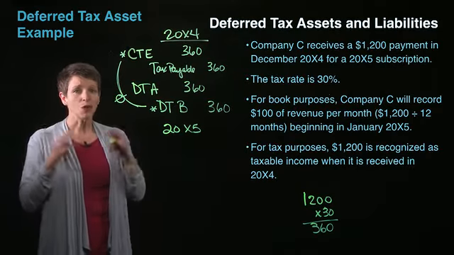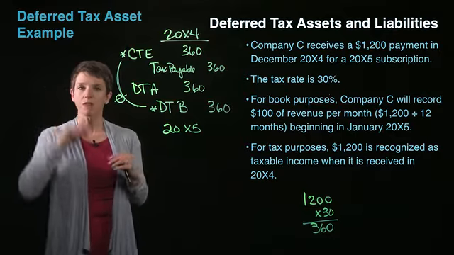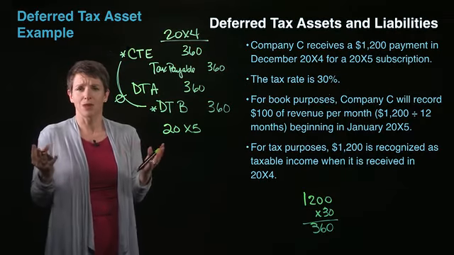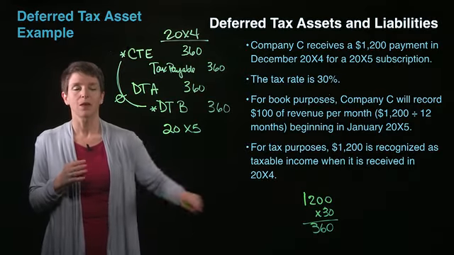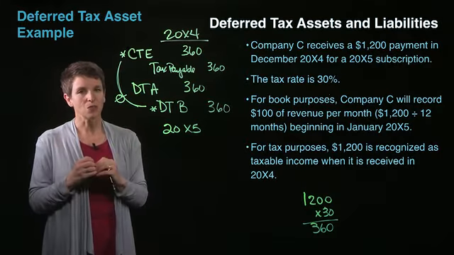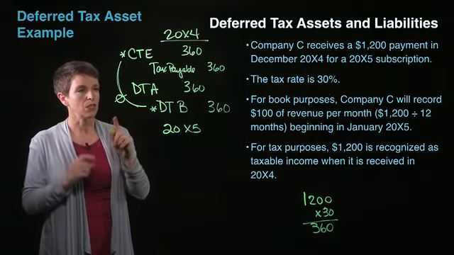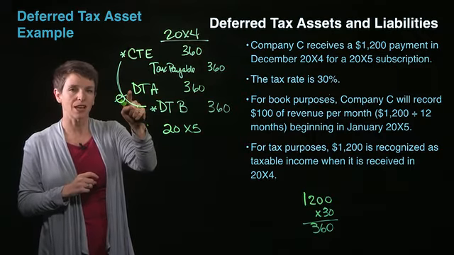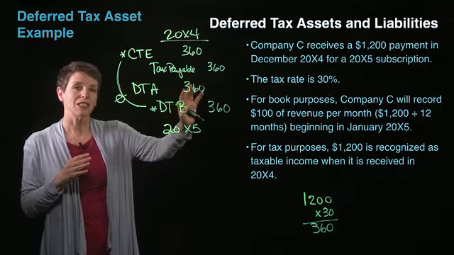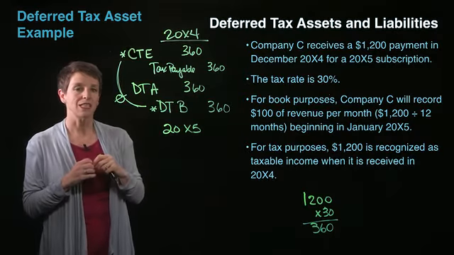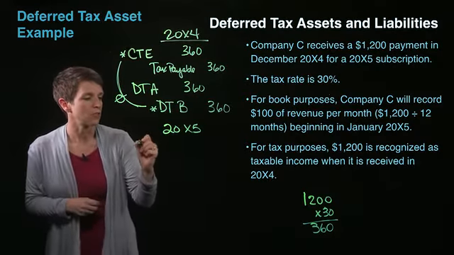Now, if we don't do anything, we'd show $1,200 of revenue and no tax expense because we've already paid it. But again, that doesn't really make sense. So what we're going to do is come back to this deferred tax asset. Now we're actually going to write this asset off and recognize the expense. So we'll make this entry.